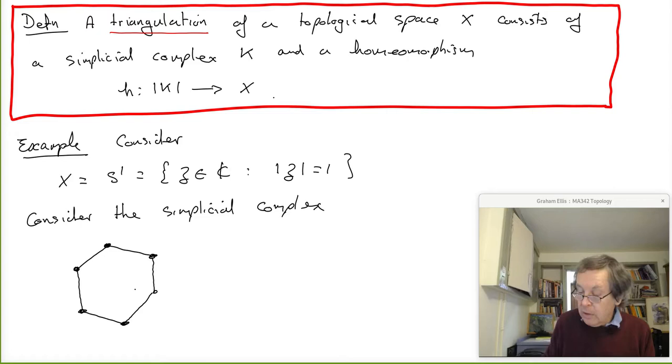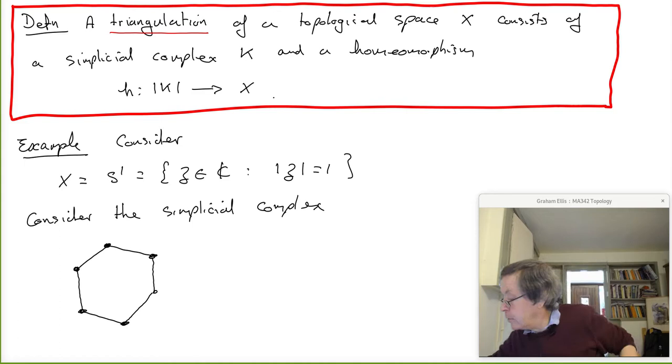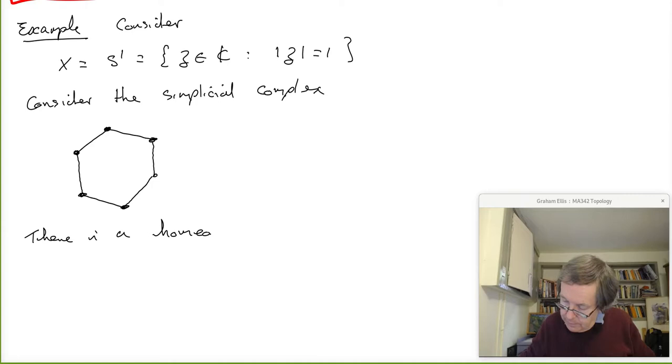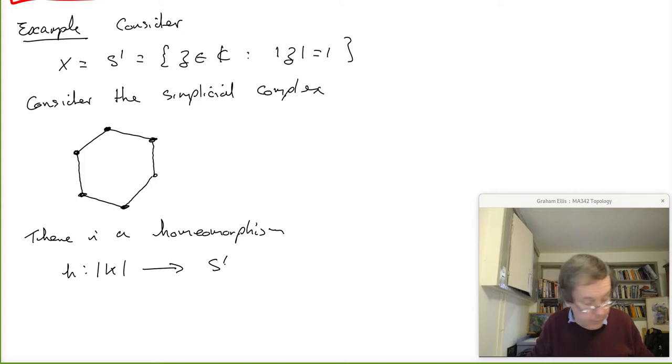You can imagine this simplicial complex lying in the plane. You can imagine the circle around it. And then to get the homeomorphism, what you can do is take rays from the origin outwards and just slide every point on this simplicial complex out till you hit the circle. So you deform it out, and you get a homeomorphism between that simplicial complex and the circle. I think I've already proved in a previous lecture that the square is homeomorphic to a circle. Well, the same proof works here. So there is a homeomorphism H from this simplicial complex, this hexagon, to the circle. So this is an example of a triangulation of the circle.